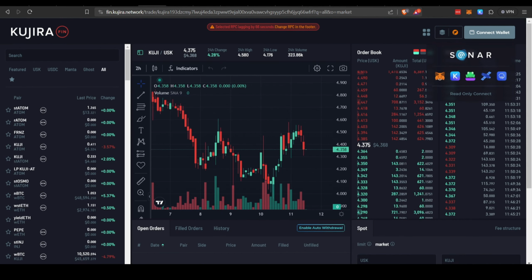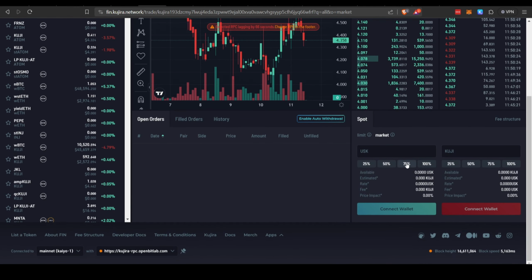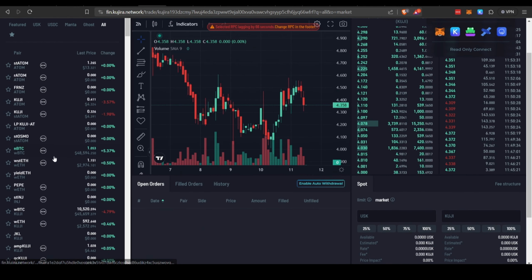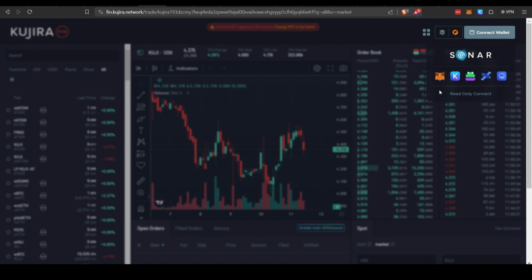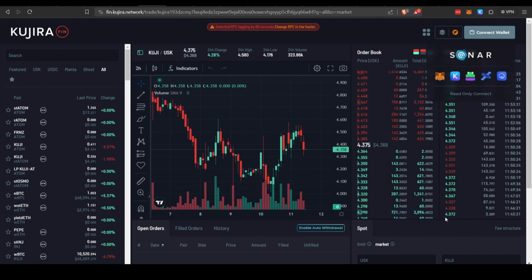All right, so let's go over here to FIN. So this is a decentralized order book. As you can see, it looks like an exchange. You can do spot trading, so you can obtain various tokens right here on the Kujira network. Obviously, you need to have some assets in your Keplr wallet. Let's approve that.